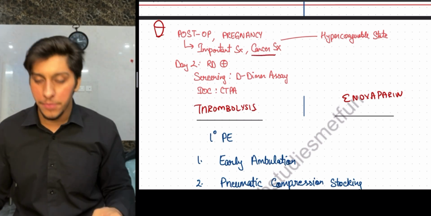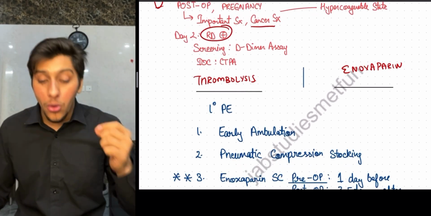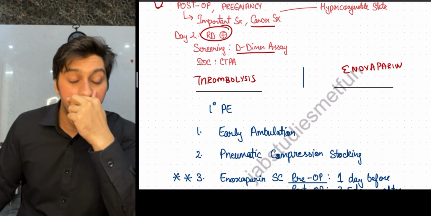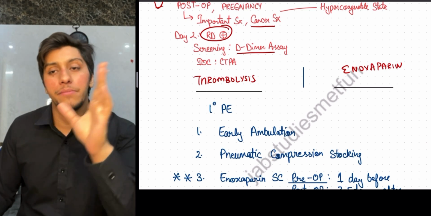Pregnancy is another hypercoagulable state. You find out on day 2 that you have respiratory distress. How are you going to do the screening of pulmonary embolism, guys? You're going to do it by D-dimer. While if you talk about the investigation of choice, that is going to be by CT pulmonary angiography.